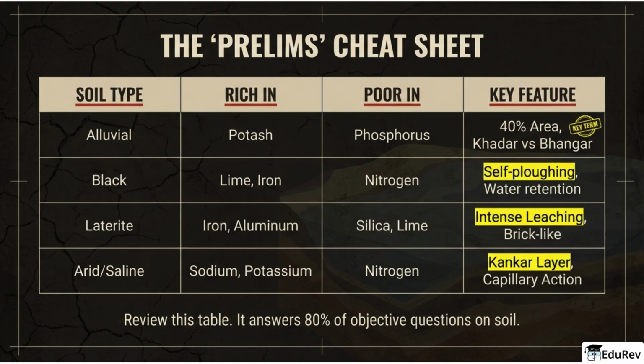A very large share of objective questions on soil can be solved from this exact logic. Here's your homework. Revise each soil type once by formation, once by chemistry, and once by one keyword. If you can do that without looking at notes, you are exam ready.